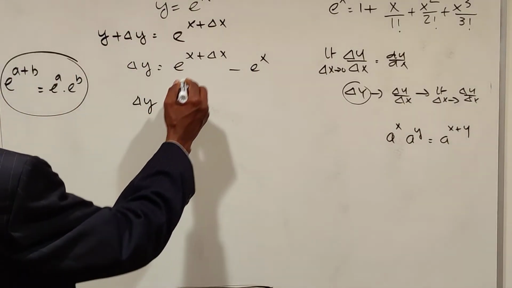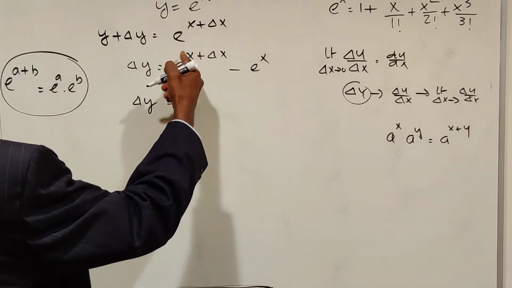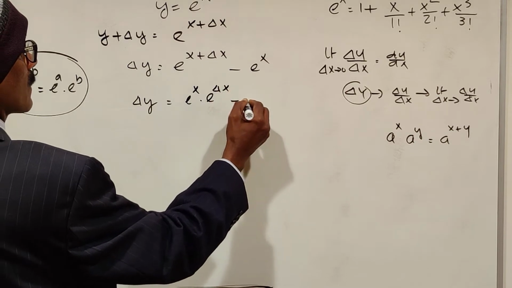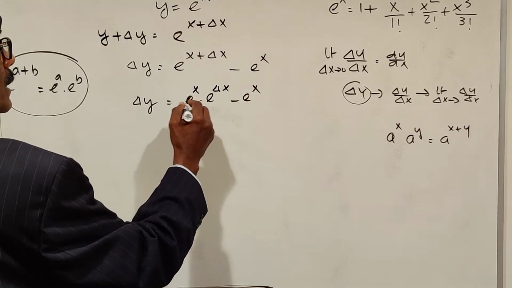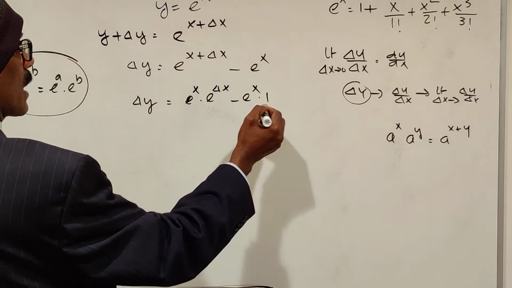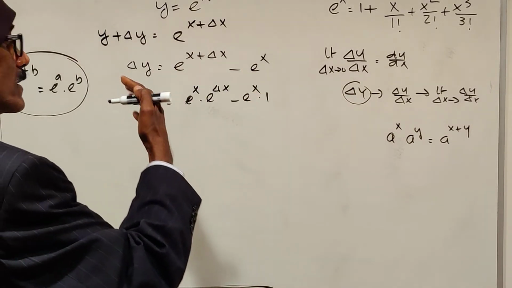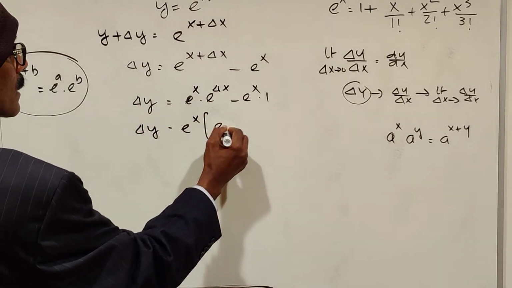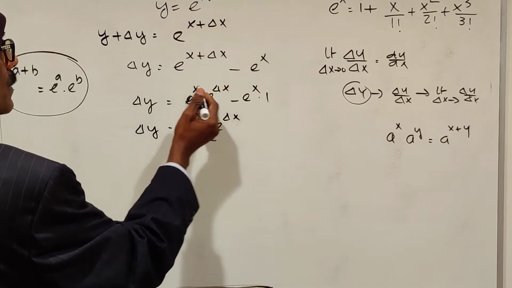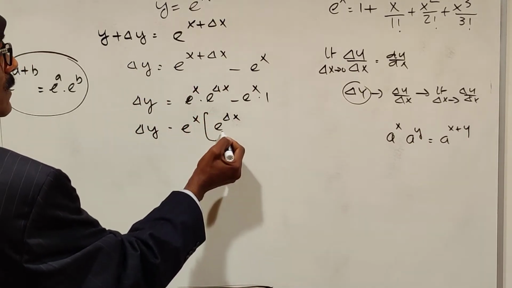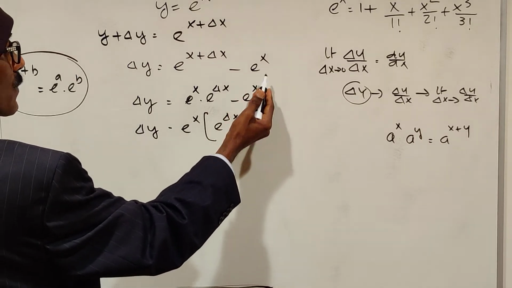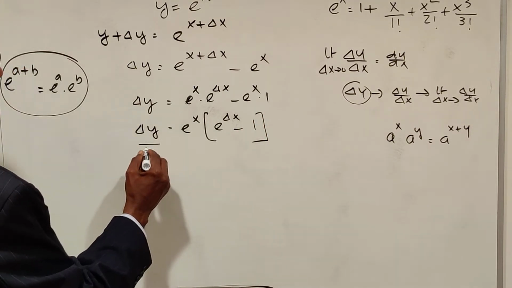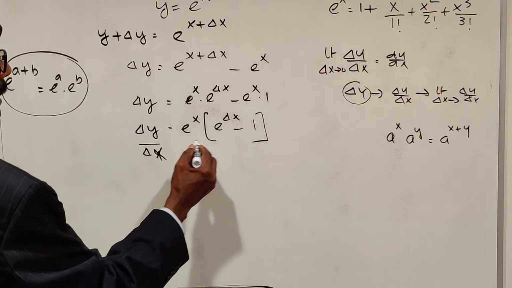Okay, delta y equals e raised to x. I am going to write e raised to x plus delta x as e raised to x into e raised to delta x, minus e raised to x. So see here e raised to x and e raised to x. I am going to write e raised to x into 1. So when you take out e raised to x as a common factor, delta y equals e raised to x into e raised to delta x minus 1. When you take out e raised to x from the second term, the leftover is minus 1. Then next one, delta y by delta x.